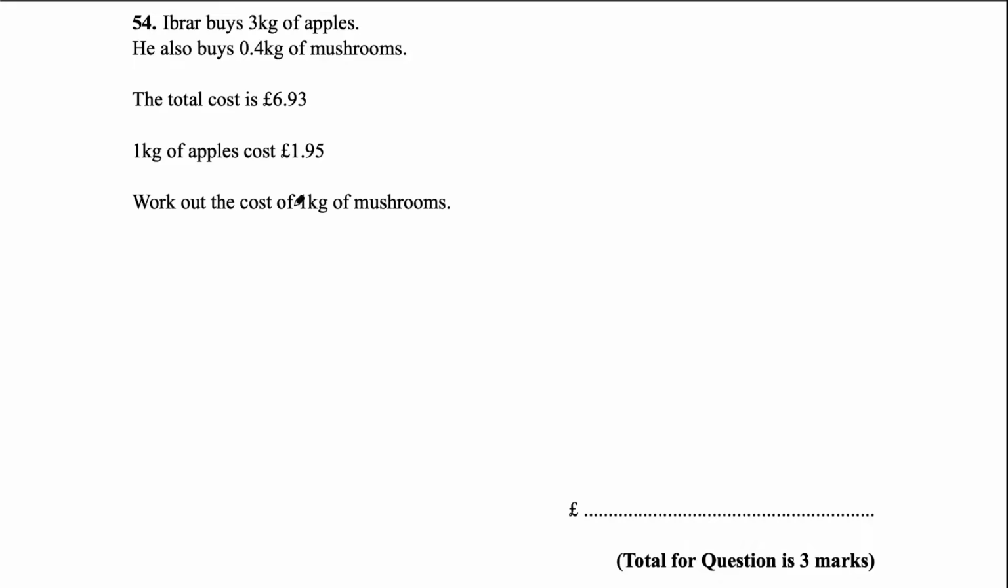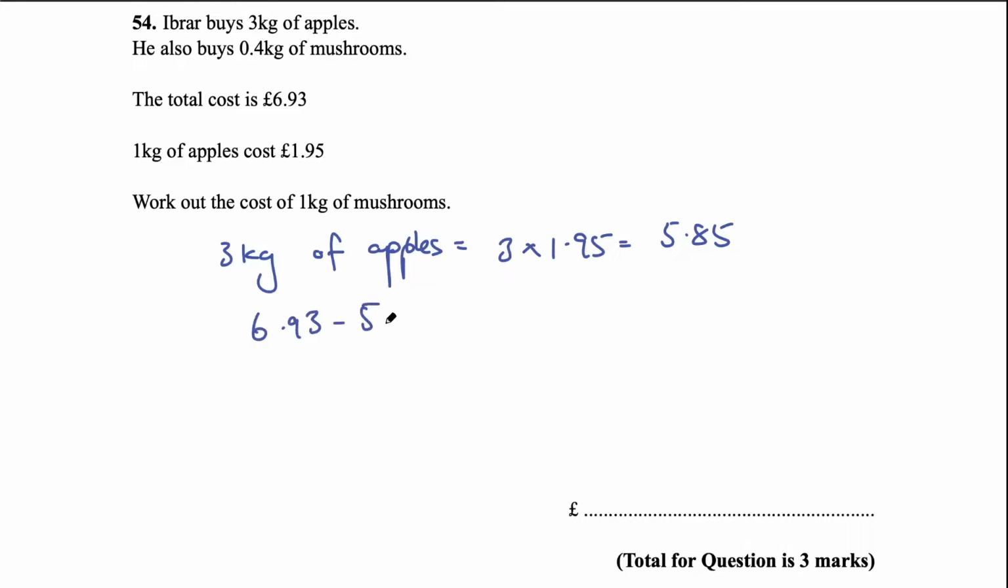Alright, so if we know the cost of 1 kilogram of apples, we can find 3 kilograms of apples just by multiplying it by 3. So 3 times 195. Well, that's like 3 times 2, take 15, so that's going to be 5.85. And then take that price away from our total cost, so 6.93 take 5.85. Well, difference of 1.08. And now we've taken the cost of the apples away. That must be the cost of the mushrooms.